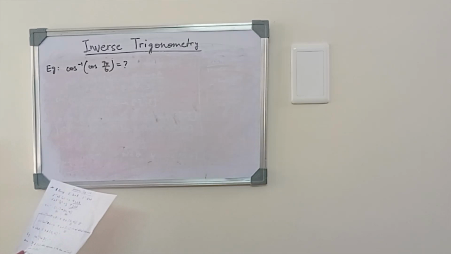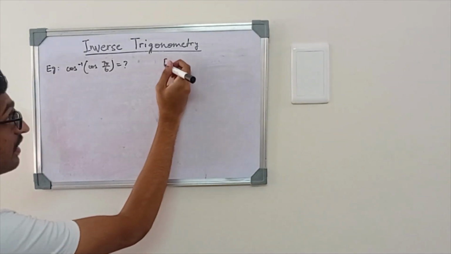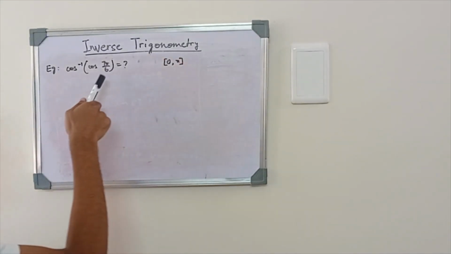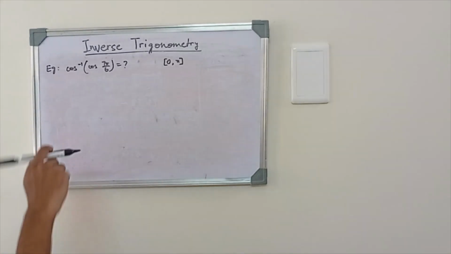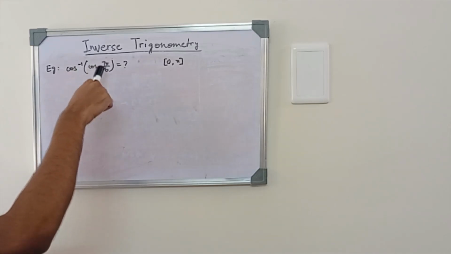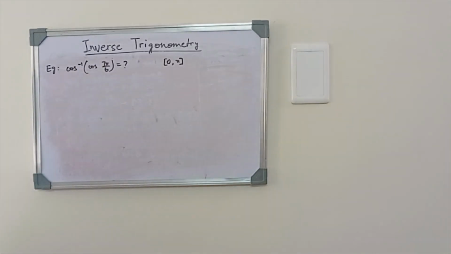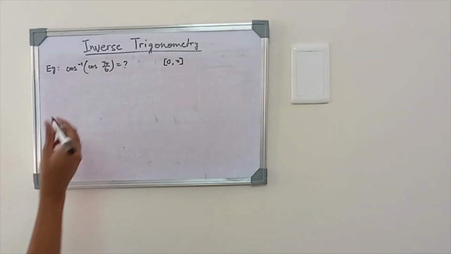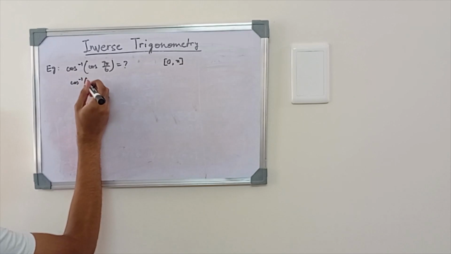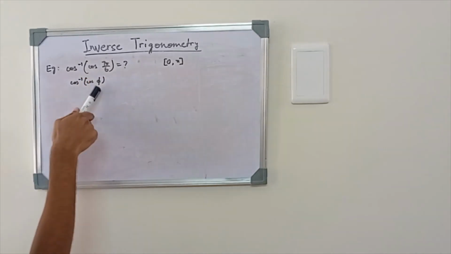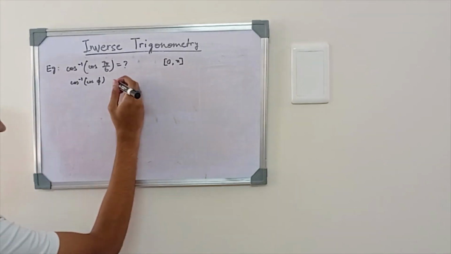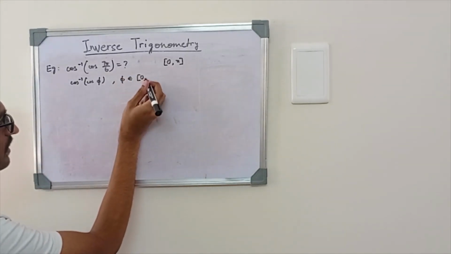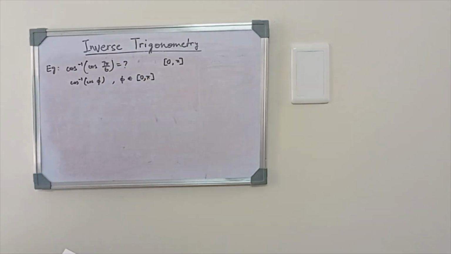Now the principal value branch of cos inverse is 0 to pi, and this angle does not lie in this principal value branch, isn't it? So you cannot just directly cancel out the cos inverse and cos and say that the answer is 7 pi by 6. That's wrong. So we need to reduce the expression to the form cos inverse of cos phi, where phi is some angle that lies within the principal value branch. That is, phi belongs to this range, isn't it?